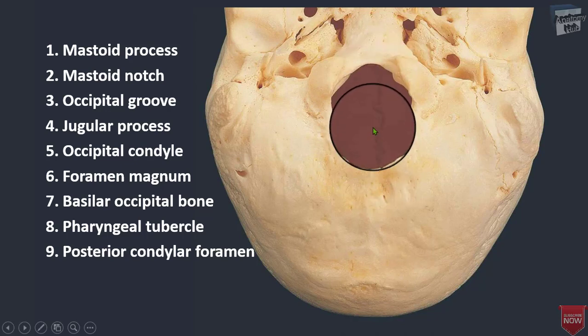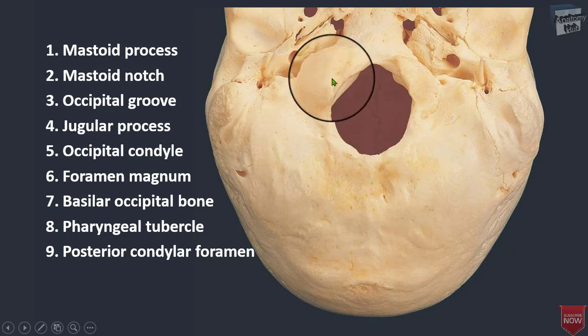It provides the communication between the cranial cavity and the vertebral canal by the occipital condyles, and that you will find over here, which articulates with the first cervical vertebra, that is the atlas. Here the occipital condyles flank the anterolateral margins of the foramen magnum. They articulate with the first cervical vertebra.